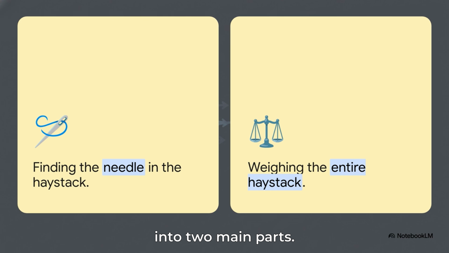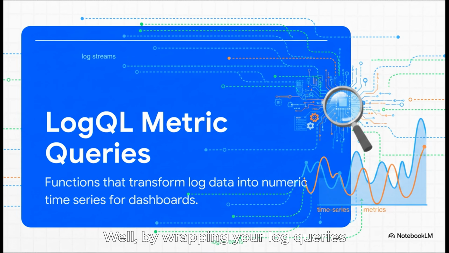So, what is a LogQL metric query? By wrapping your log queries in metric functions, you derive actual time series insights directly from your existing log streams. The real magic here is that you don't need to go back and rewrite your application code to deploy new Prometheus metrics. Your logs already have the data. You just have to extract it.